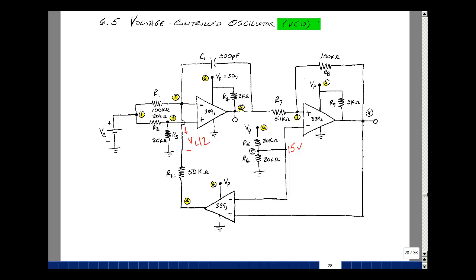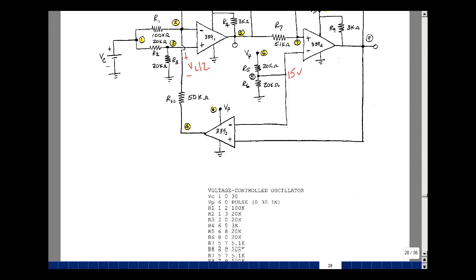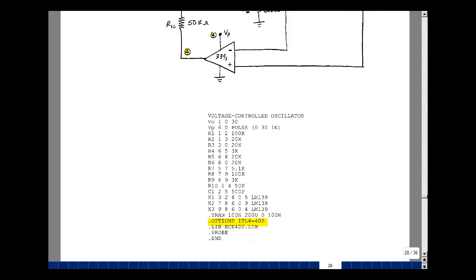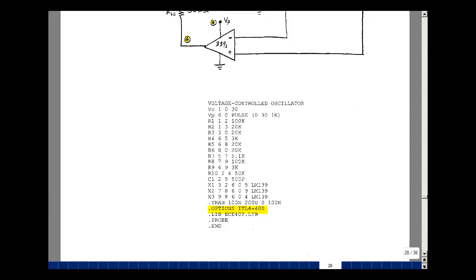All right, let's do a simulation, kind of see what it does, and then we'll chip our way into the equations of what's going on. Now this is an oscillator. It's actually going to change as we apply a DC voltage. That's what the V sub C is. This is my PSpice file, and a couple of things to point out.